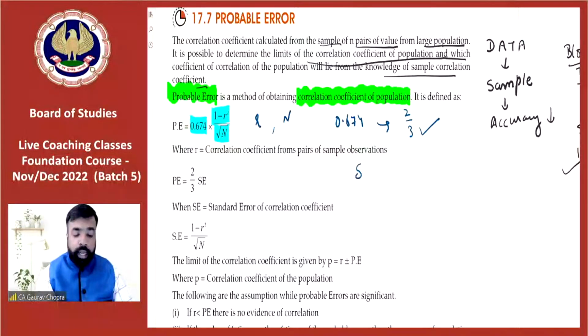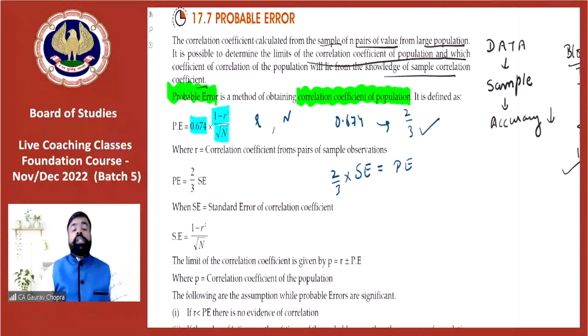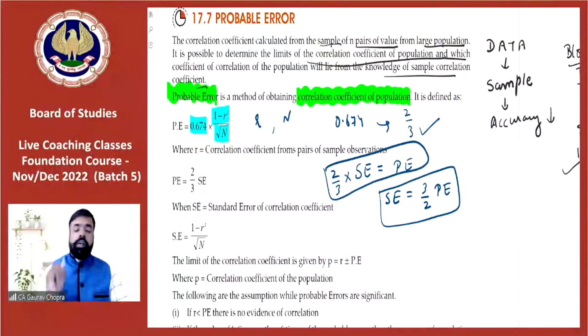And if we want to find out the standard error, then simply what needs to be done? Just multiply the standard error by 2/3, then we will get probable error. Or we can say standard error is equal to 3/2 of probable error. One and the same thing. So these are the two types of error.